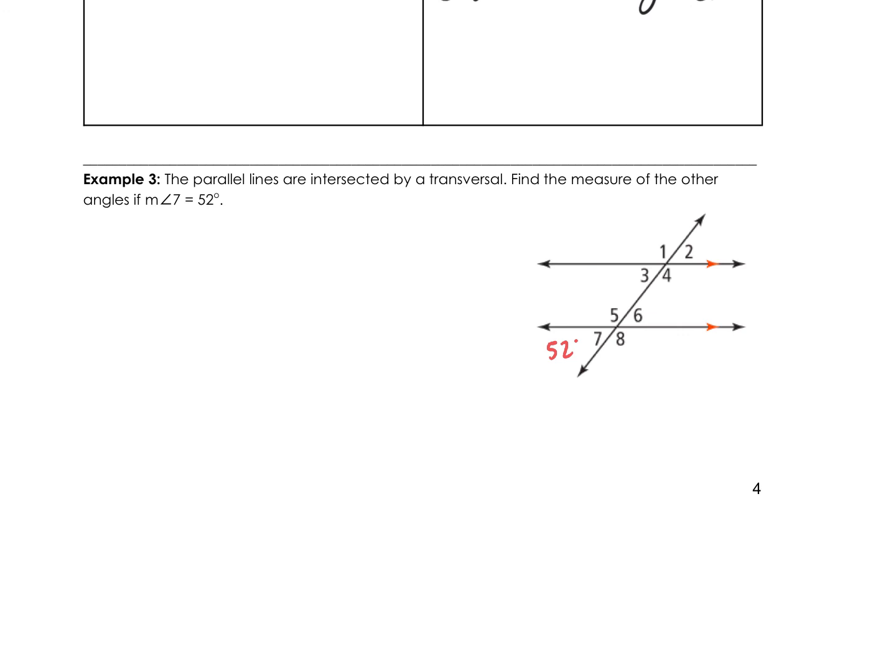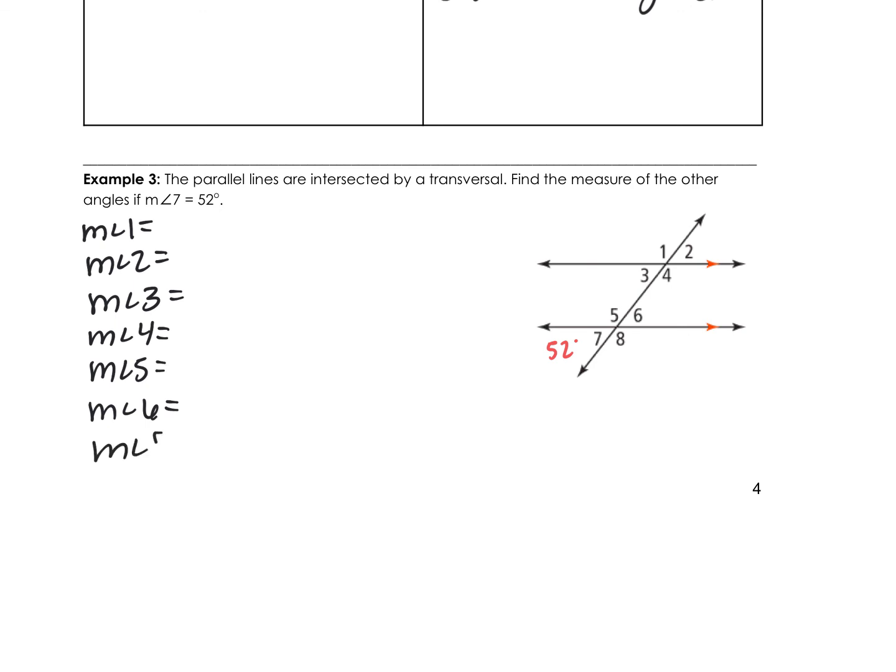So what I like to do is I just like to start making a list. Okay, I need the measure of angle 1. I need the measure of angle 2. I need the measure of angle 3. I need 4. I need the measure of angle 5. I need the measure of angle 6. And you're like, oh my gosh, this is so much work. Not really, okay? So let's use some theorems that we know.